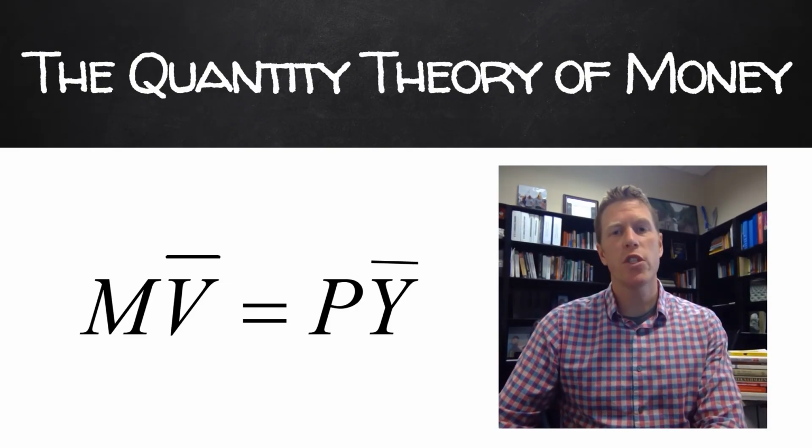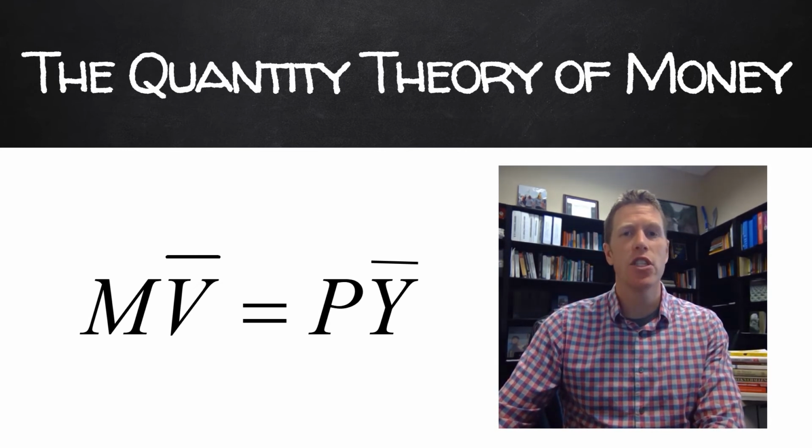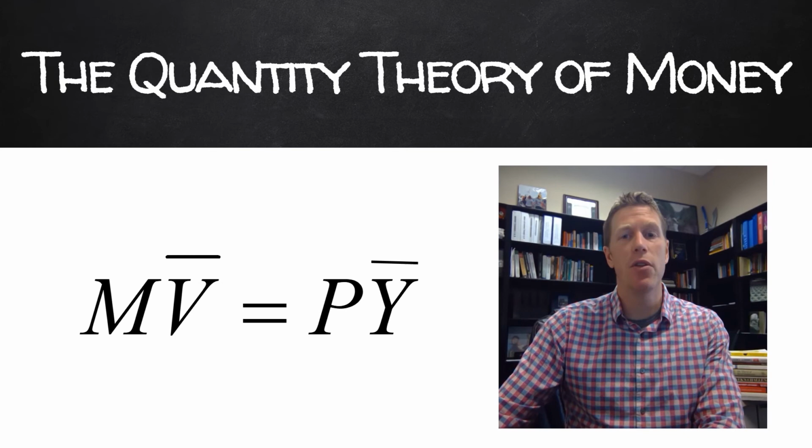Because what we're turning to next is in line with what classical macro had to say. We're building a theory, the quantity theory of money. And the quantity theory of money says that in the long run, changes in the money supply just end up being changes in the price level. So this theory that we're going to build off of the equation of exchange is showcasing this neutrality of money.